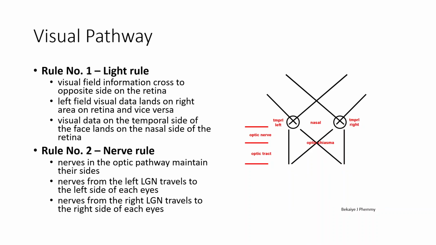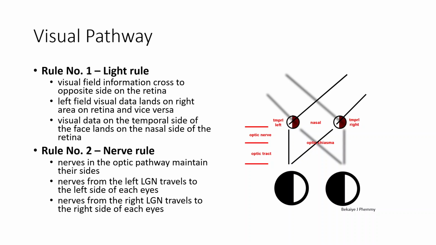Now let's consider this other one, a lesion on the right tract. The right side of the retina is affected, so information from the left side of the face is affected. And this is the representation. This simply shows that every information coming from the left side of the face, the eyes are blind to it. Both eyes cannot see it, but both eyes can see information coming from the right side.